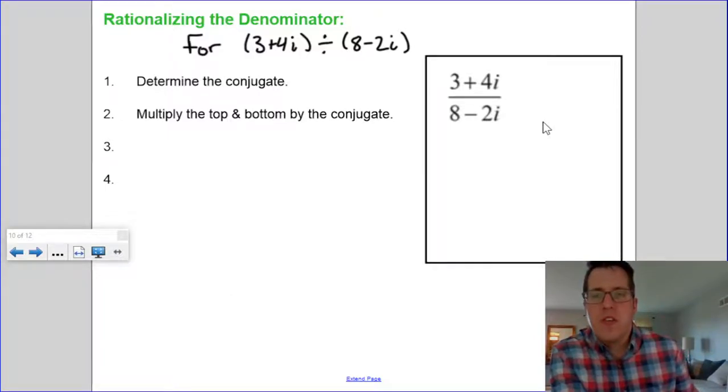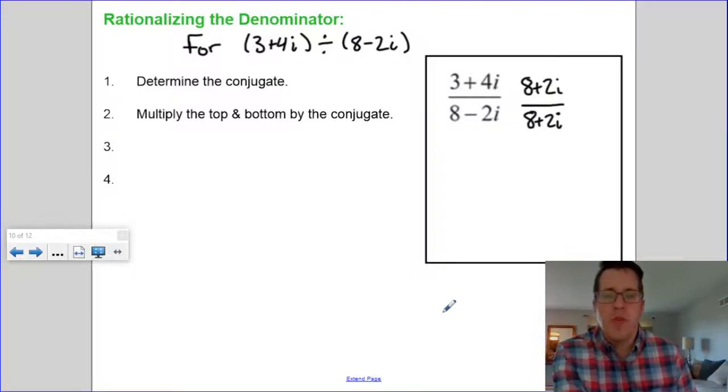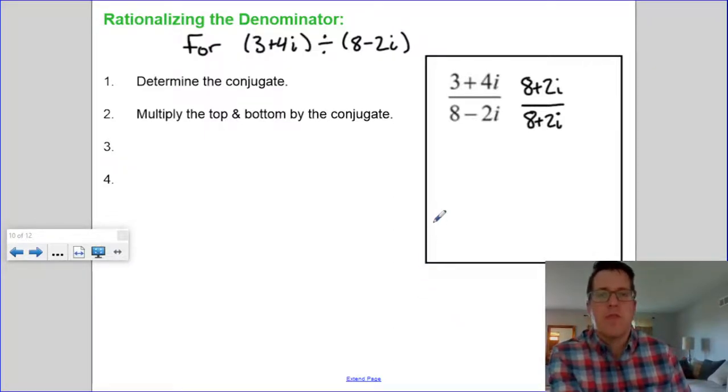Now, when we say determine the conjugate, we are talking about the conjugate of the denominator. So in this case, that would be 8 plus 2i, which we are going to multiply by the numerator and the denominator. The reason we're multiplying both the numerator and the denominator is because we're treating this as a fraction, which means in order for it to keep its same value, whatever we do to the top, we must do to the bottom as well.